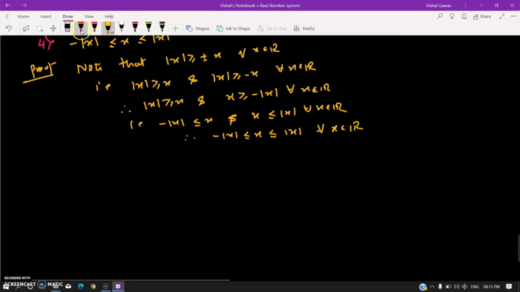Let's look at the fifth one. What does the fifth property say? It says that modulus of a real number is less than epsilon, right?